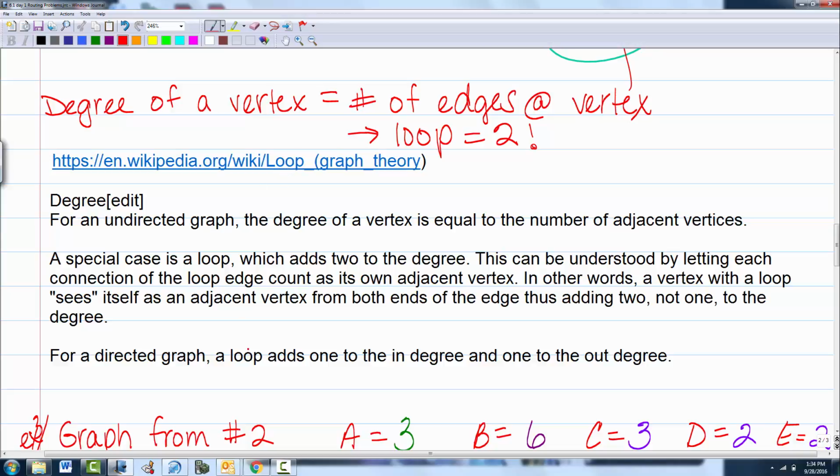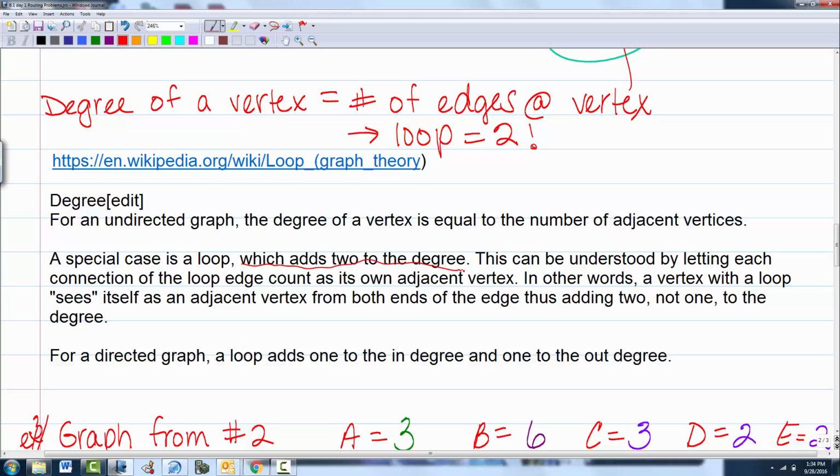And then I pulled this out and put it on our thing. But you can actually find it in the same web page by hitting loop on that link in there. For an undirected graph, the degree of a vertex, just what I just said right here, is equal to the number of adjacent vertices which are connected by an edge. So same terminology. Special case is a loop. Here we go again, which adds 2 to the degree.